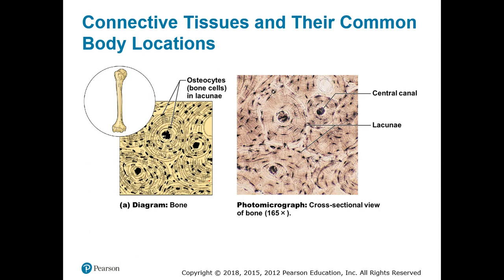Here is a picture of bone. Here are your osteocytes, the little black dots, located in lacunae, which are rings. So this whole thing, which we're going to learn about when we get to the skeletal chapter, is called an osteon. And this makes up the matrix of bone.